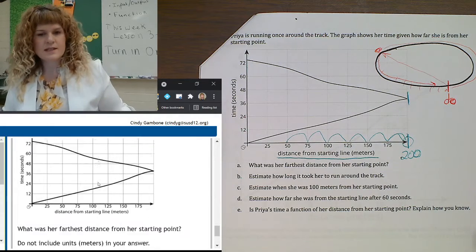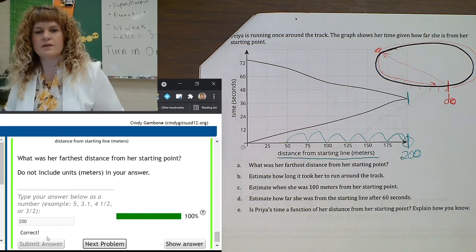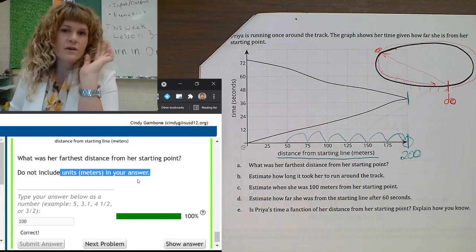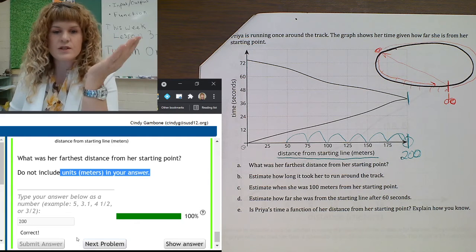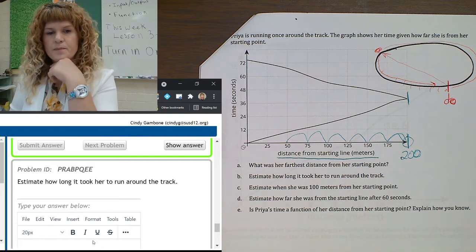The farthest distance from the starting line that she ran would be 200 meters. It tells you do not include units of meters in your answer. So don't type in 200 meters. Just type in the number 200 and go to the next problem.